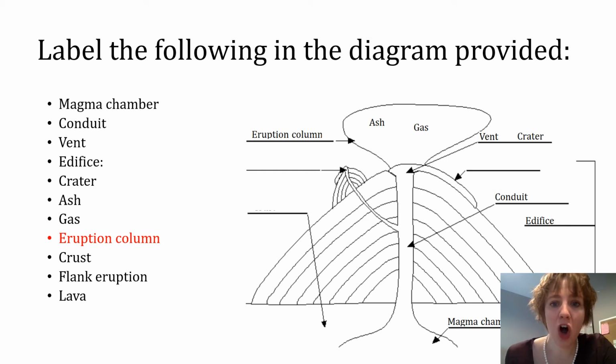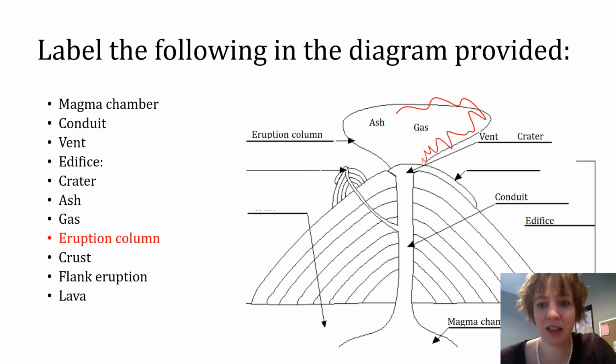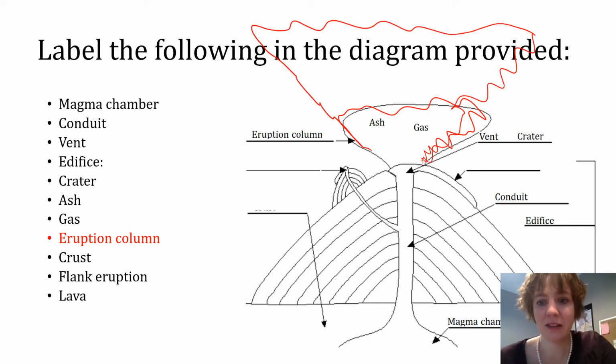The eruption column is a cloud of gas and ash that's created during explosive eruptions. Typically, the column refers to ash and gas rising up from the vent into the atmosphere. So this might be an eruption column, or you might draw it even bigger. All of that could be the eruption column. It extends from the vent up into the atmosphere, and it consists of ash and hot gases.